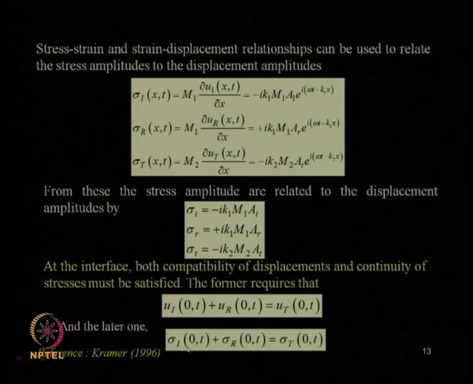Whereas, from the equilibrium of stress condition, we get the stress due to the incident wave at x equals to 0 plus the stress due to the reflected wave at x equals to 0 should be equal to the stress due to the transmitted wave at x equals to 0. Now, let us continue this in today's lecture further.